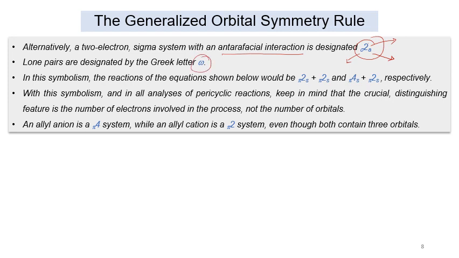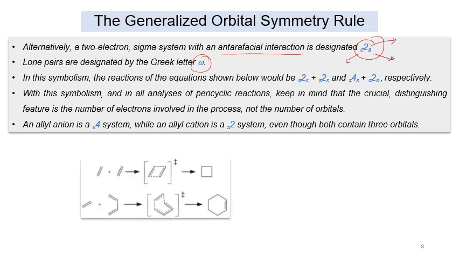Now let's see this particular transformation. This 2 plus 2 cycloaddition. Both of these are pi systems. This is a 2 pi system, and this is a 2 pi system. And these are interacting in a supra-supra manner.